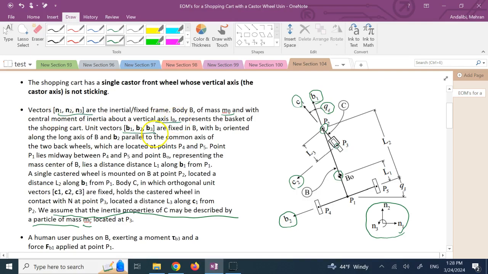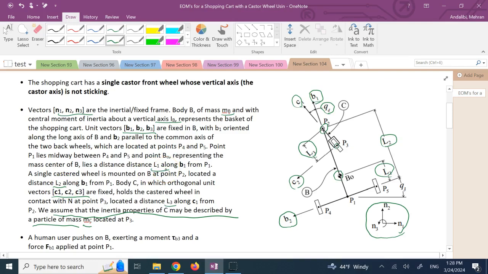Then the dimensions we have: the distance from point P2 to point P1, where P1 is the middle point of the two back wheels, is shown by L2, the length of the shopping cart. The distance from the centroid to point P1 is shown by L1, and the length of the arm connecting P2 to P3 for the caster wheel is L3. So these are all of the parameters involved in the configuration of this system of rigid bodies.